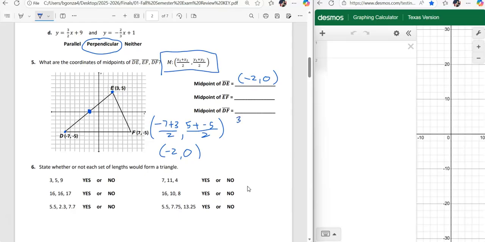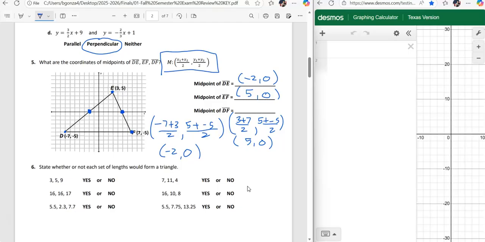Okay, 3 plus 7 over 2. For EF, 5 plus negative 5 over 2 is 5 comma 0. 1, 2, 3, 4, 5. These points are like a smidge off, okay? 5 comma 0. And then DF, if it's horizontal, you can just cut this thing in half.